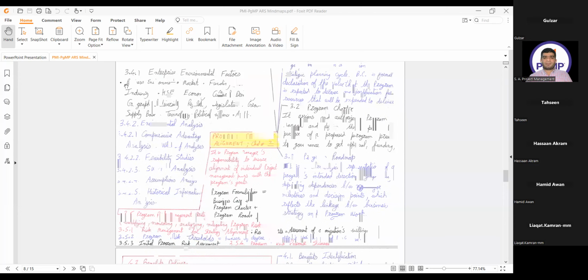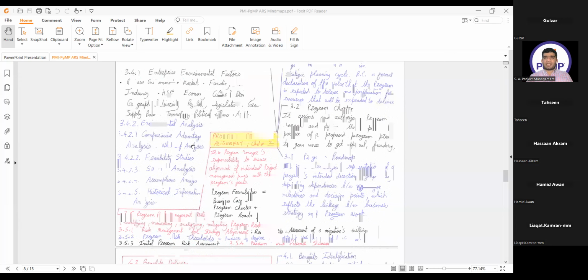What we have in environmental assessments, we have enterprise environmental factors, which is also known as EEF, that we studied in PMP. It has business environment, market assessment, funding, resources, industry best practices, HSE, economy, cultural diversity, geographical diversity, regulatory, legislative, growth, supply base, technology, political influence, any other thing. So whatever can be affected from the internal or external factors is part of the environmental assessment.